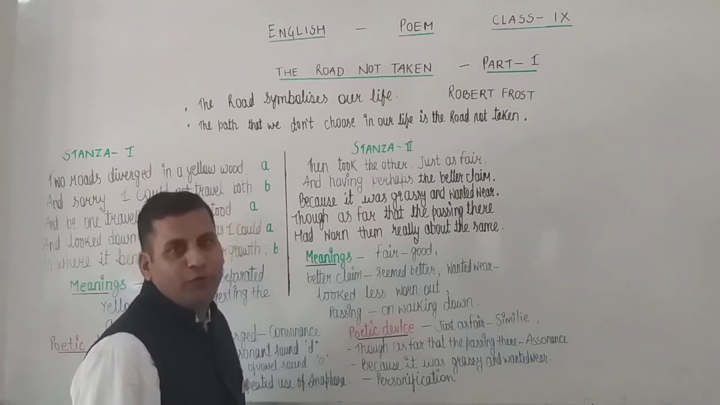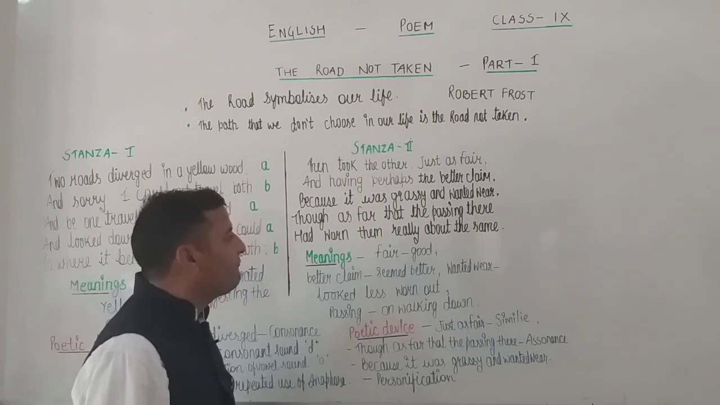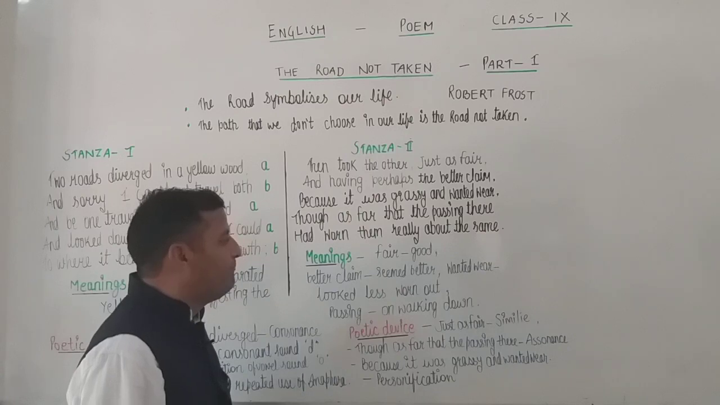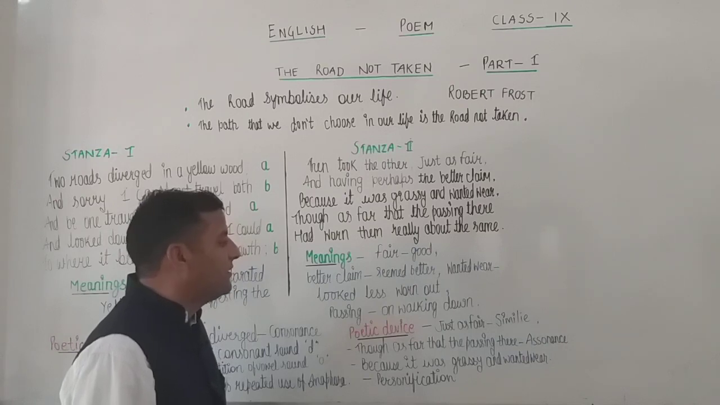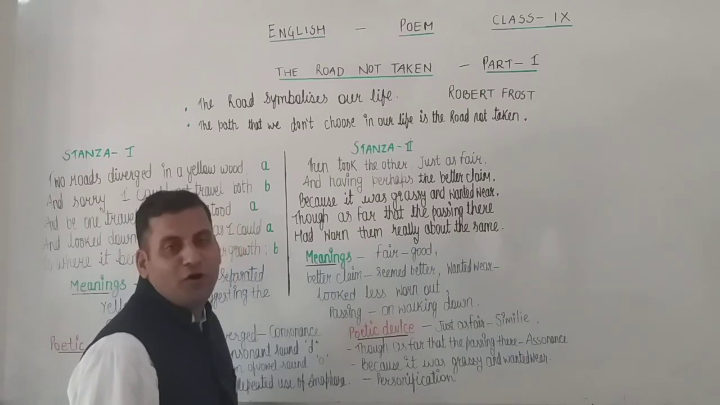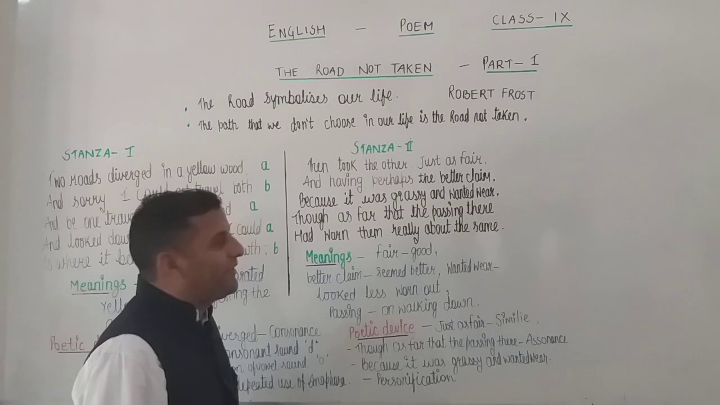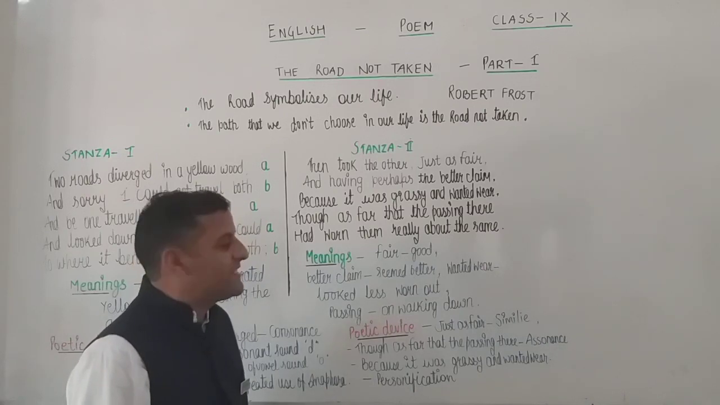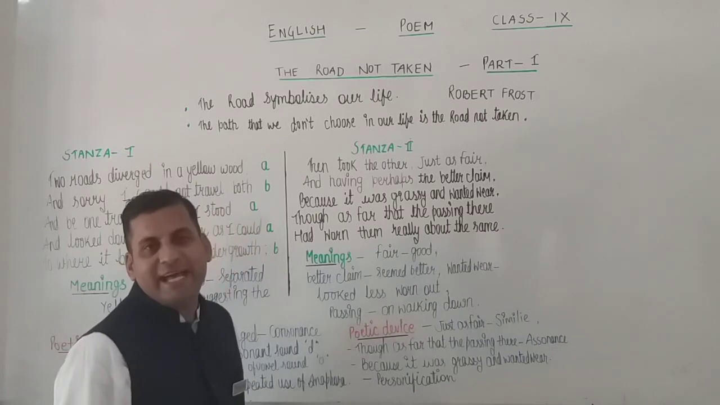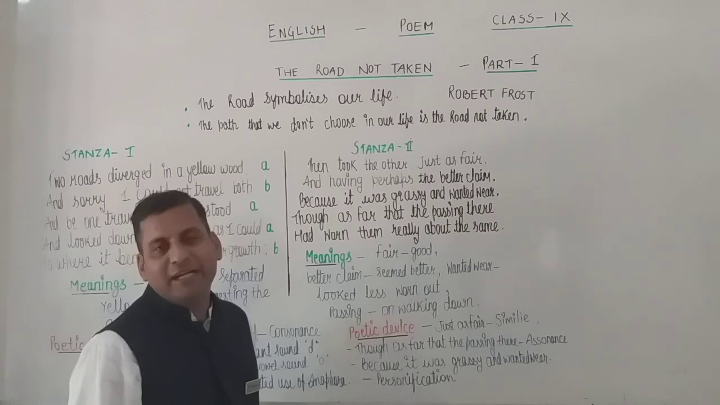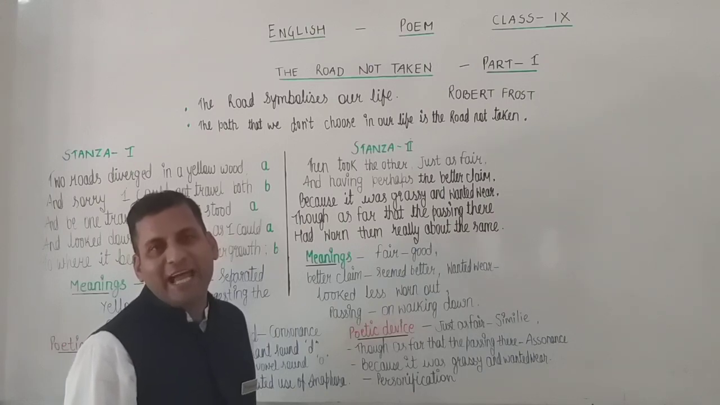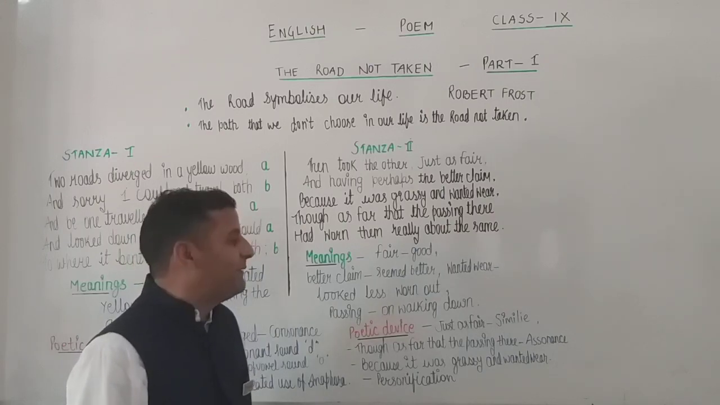Now students, I am going to discuss the hard words. Fair here means good. Better claim here means seemed better. Wanted wear here means looked less worn out. Passing here means walking down. The poetic device used in the second stanza, students, in 'just as fair' is simile. When a comparison is made using like or as, that is called simile.